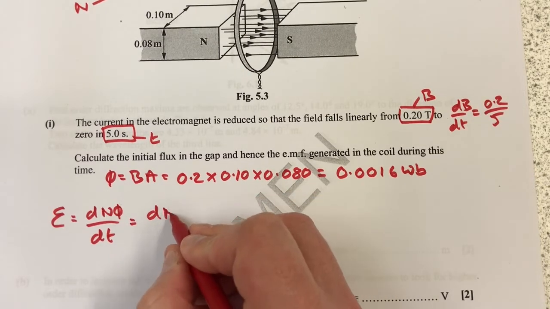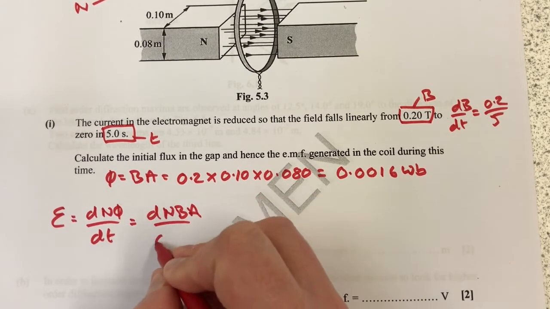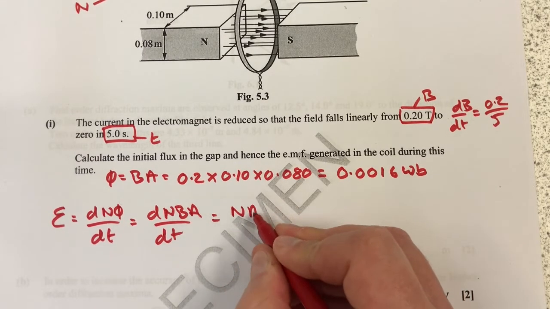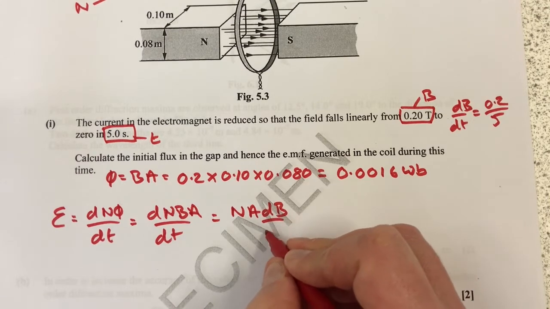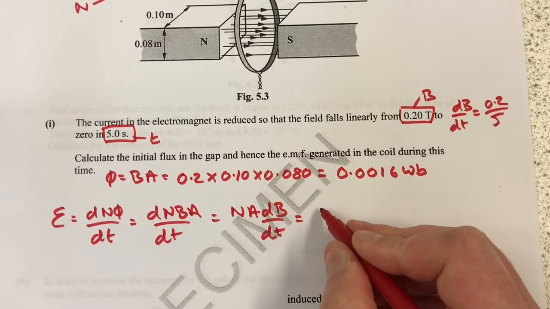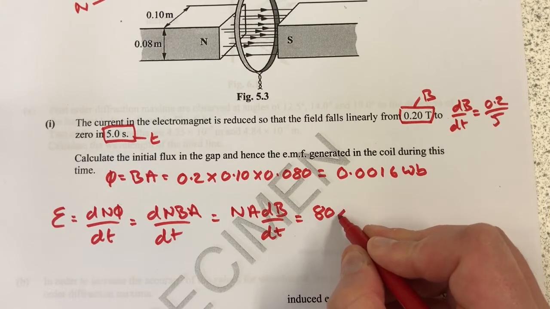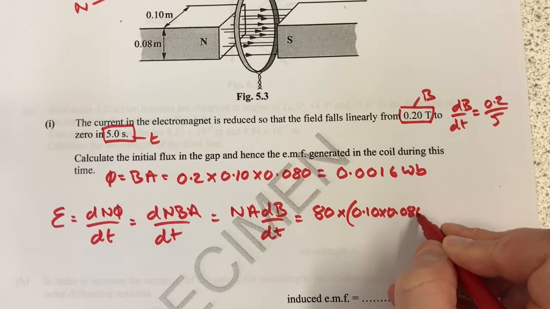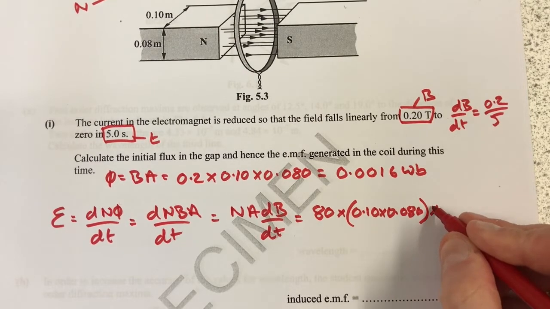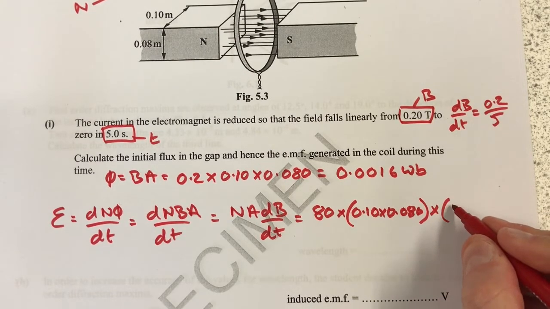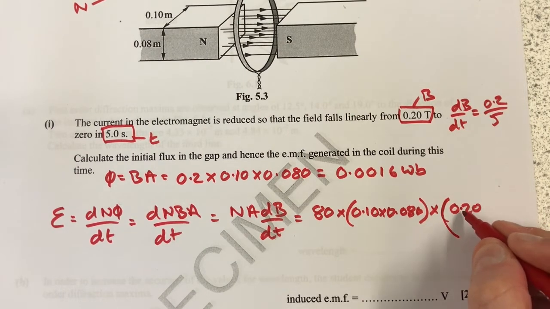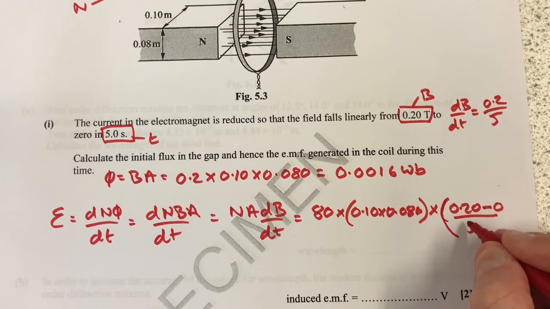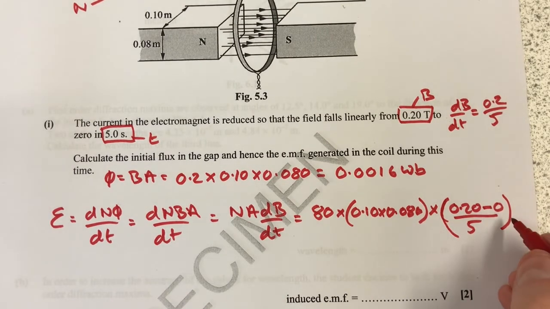Induced EMF is equal to the rate of change of flux linkage according to Faraday. This is going to be d(NBA) over dt. N and A are staying constant, and it is the B field that is changing over time. So N is 80, A is 0.10 times 0.080, and B is changing from a high of 0.20 all the way down to 0, so minus nothing, divided by 5 seconds, which is how long it takes to make that change.